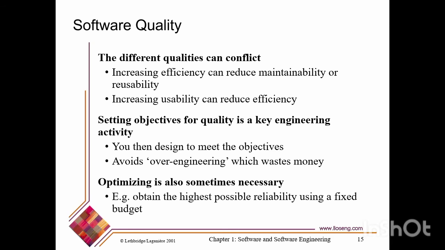So, in software quality, different qualities can conflict: efficiency and maintainability. Increasing usability can reduce efficiency: usability versus efficiency. Setting objectives for quality is a key engineering activity. You then design to meet the objectives. Optimizing is also sometimes necessary. Example: obtain the highest possible reliability using a fixed budget.